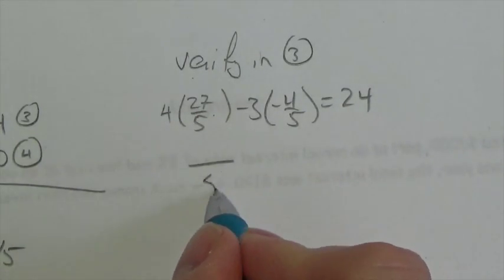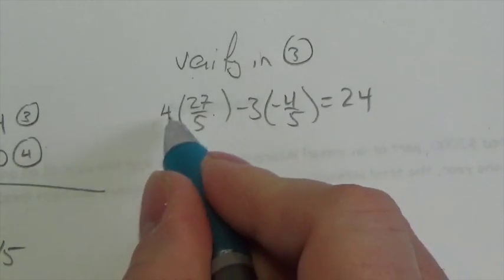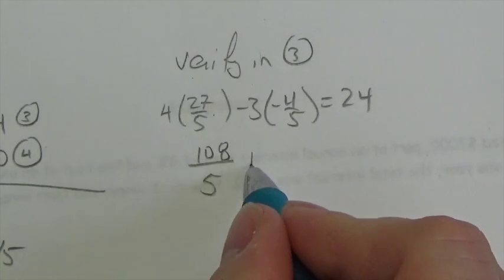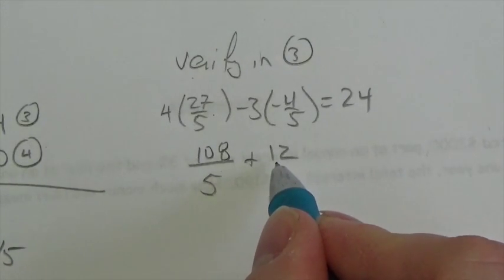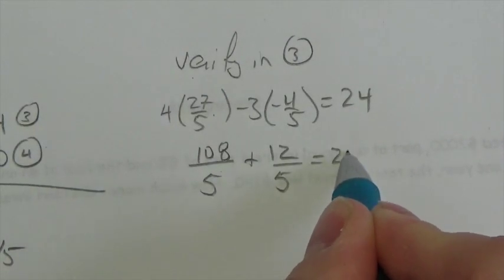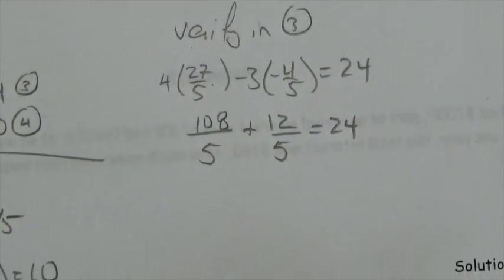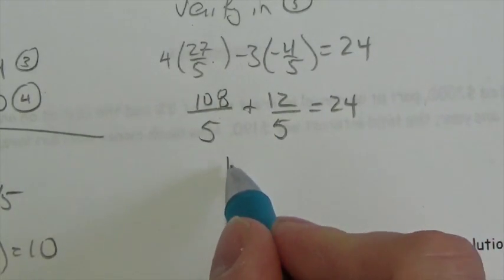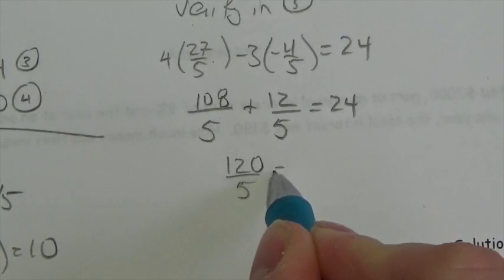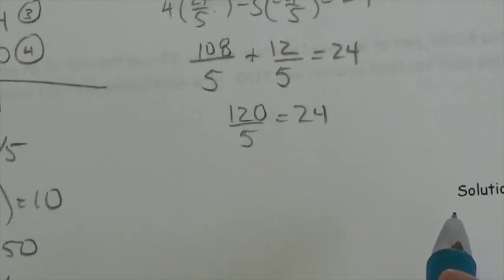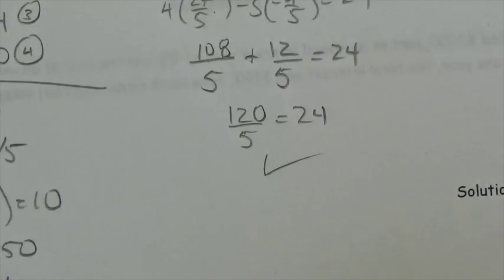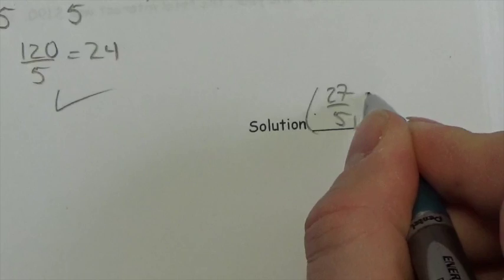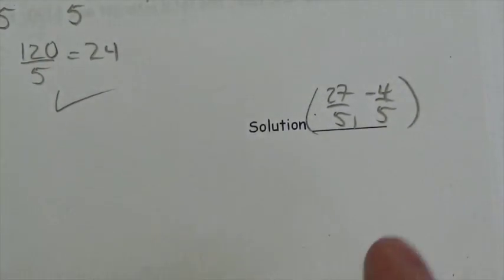Well, that is going to be, what do we got here? 4 times 7 is going to be 28. 108 plus, that's going to be 12 fifths. Does that equal 24? Well, let's take a look here. 108 plus 12. Well, that works out nicely to 120 over 5. Does that equal 24? Well, yes, it does. And so, yeah, that's my solution. It's not a pretty solution, but it works. So it's pretty enough. There you go.